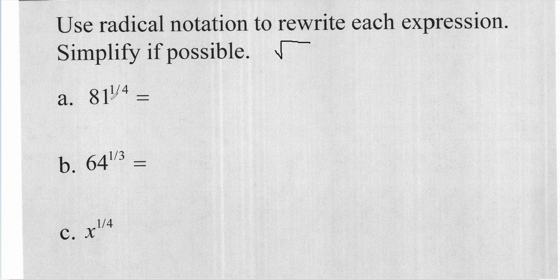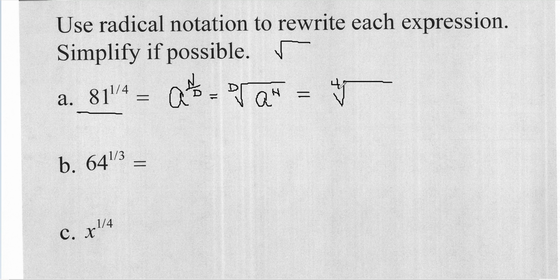Notice what I said earlier: a to the n over d would equal the d root of a raised to the nth power. So for 81 to the one fourth, this is going to be the fourth root of 81 to the first power, but I don't have to write that. So now I want to look for what is the fourth root of 81.